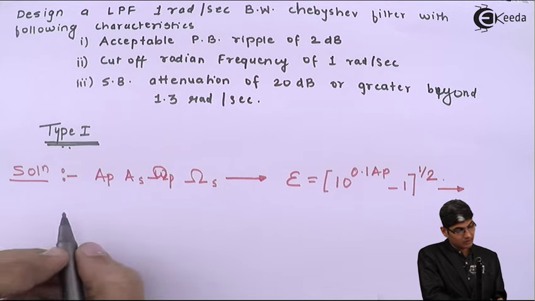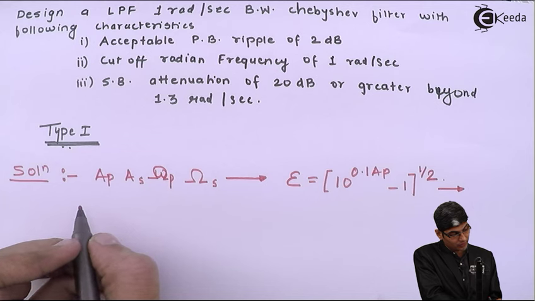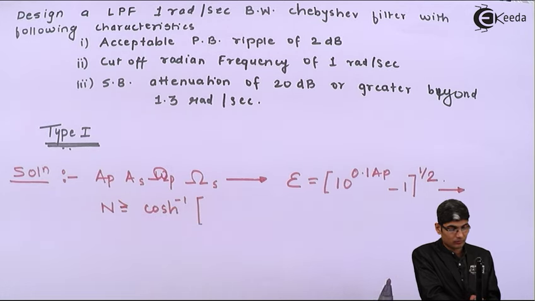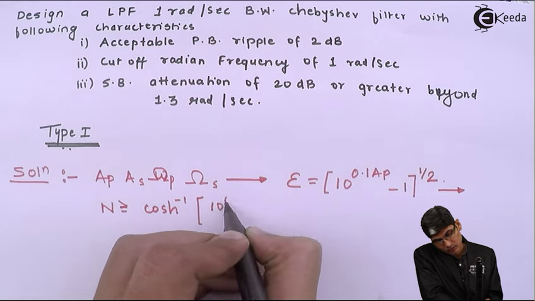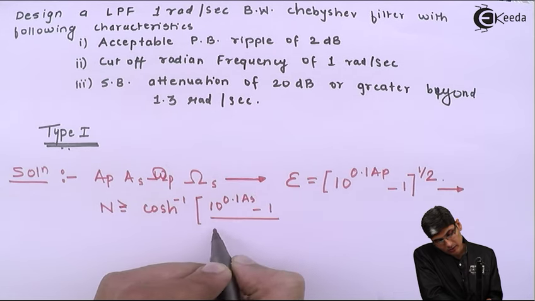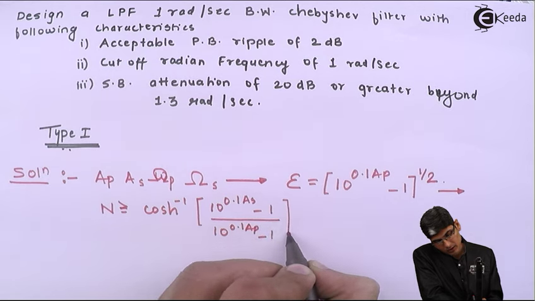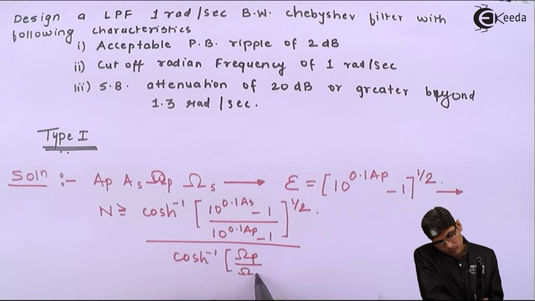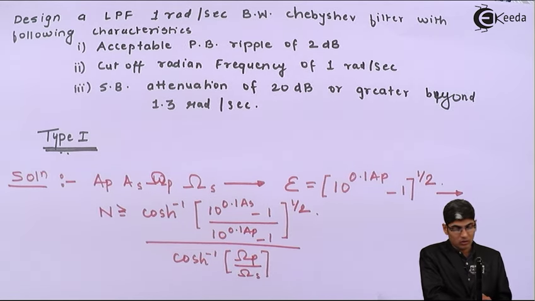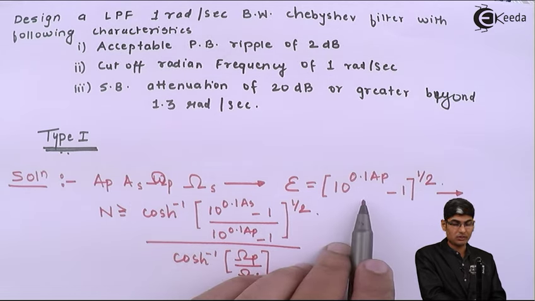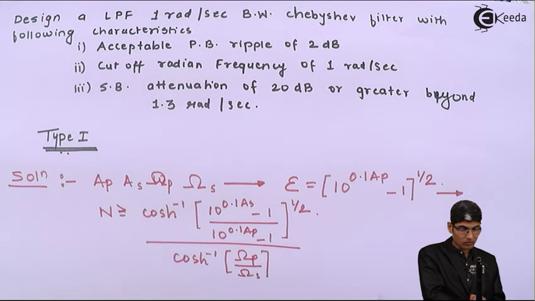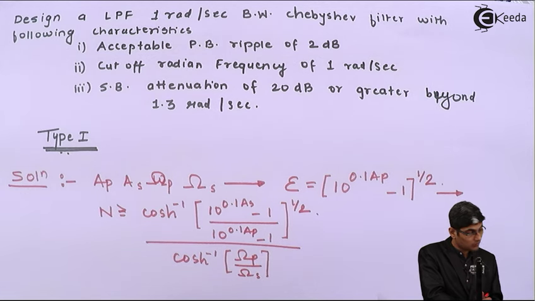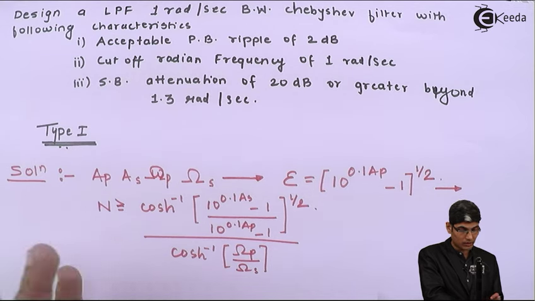From epsilon, I will calculate the order of the filter, which is n, which is given as greater than or equal to cosh inverse of 10 raised to 0.1 AS minus 1 divided by 10 raised to 0.1 AP minus 1 the whole raised to 1 by 2 divided by cosh inverse of omega S by omega P. So we will calculate the order. So first I will get the input 4 parameters, out of which I will calculate epsilon. From epsilon I will calculate my order, and after calculating the order and the epsilon, this has been calculated in this process. You can interchange it, that's not a problem, because epsilon is not viewed in terms of the order, so you can calculate interchangeably.